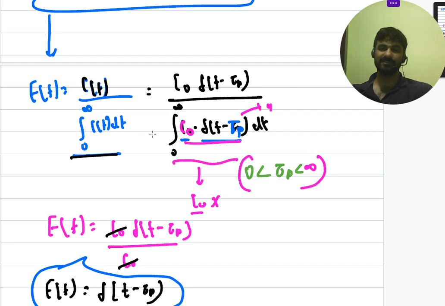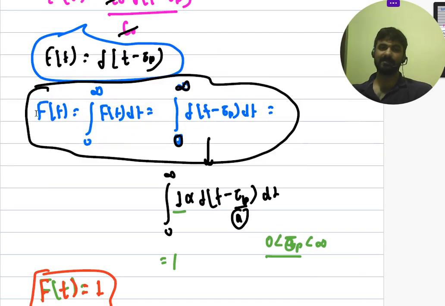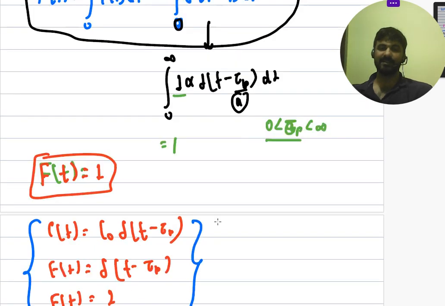So C naught is a constant, it will come outside, and C naught will get cancelled out. So finally the exit age distribution function you will be getting is E(t) equals delta(t minus tau p). Okay, and when we have got the E(t) value, then very easily we can calculate the value of F(t), which can be defined as integral 0 to infinity of E(t) dt. So integral 0 to infinity delta(t minus tau p) dt, and that will be equal to 1.